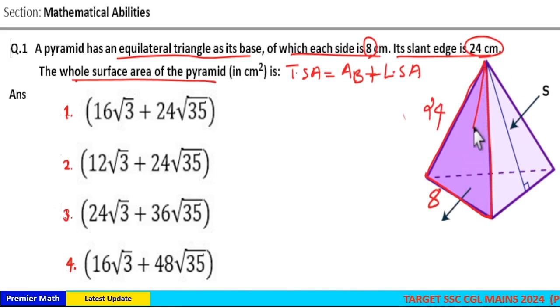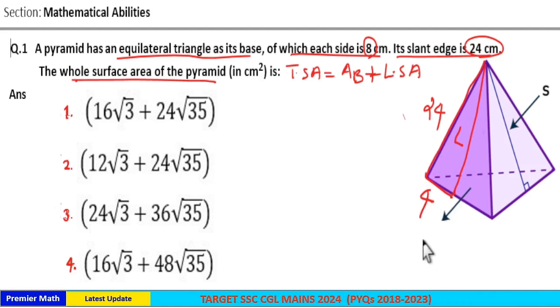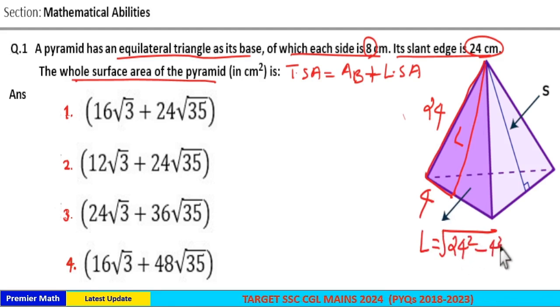Now this is the height of the lateral triangle. Proper word is slant height of this pyramid. Now we have to find out the slant height of the pyramid. So take the half of base which is 4. Now from this triangle we can calculate slant height, which is root 24 square minus 4 square, which is equal to 576 minus 16, which is 560. So root 560.